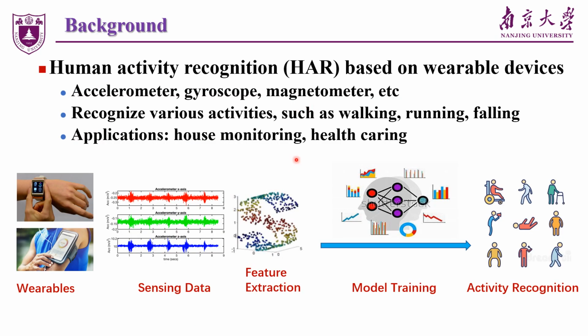First, I will introduce the research problem. Nowadays, we have a lot of wearable devices such as bracelets or smartphones. Those devices generate a lot of sensing data, and we can use this data to extract features and use these features to train a machine learning model, which can be used to infer different kinds of human activities such as walking, running, or falling.